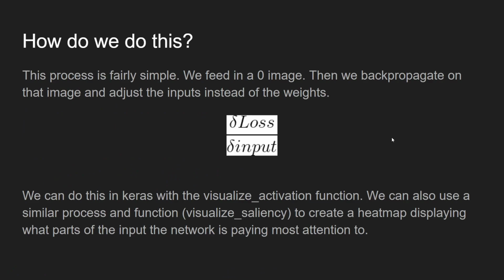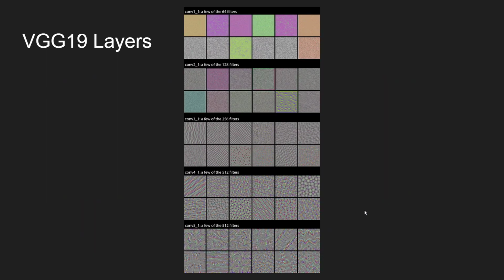However, in Keras, you don't have to do the whole calculus for that either. You can actually just use these two functions, visualize activation, or you can do the similar visualizing saliency. And then, of course, is that heat map we talked about, which shows what parts of the network are important to pay attention to. But yeah, that's how you do that.